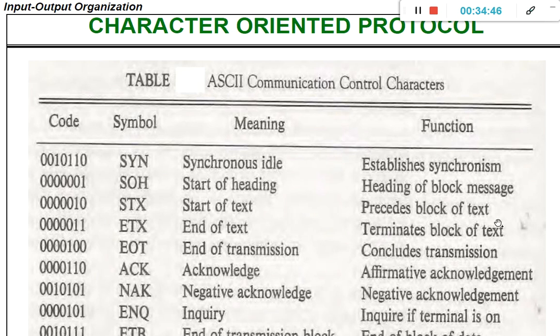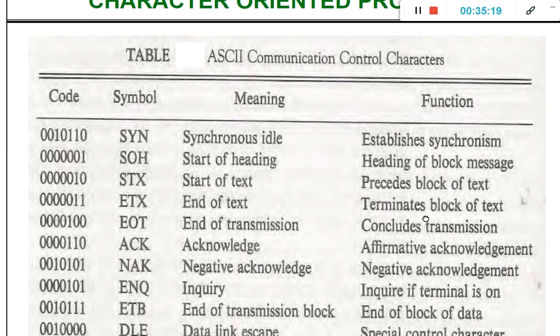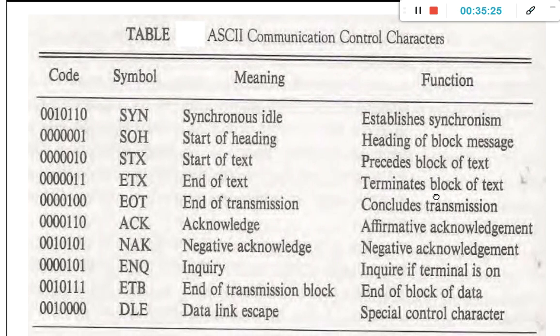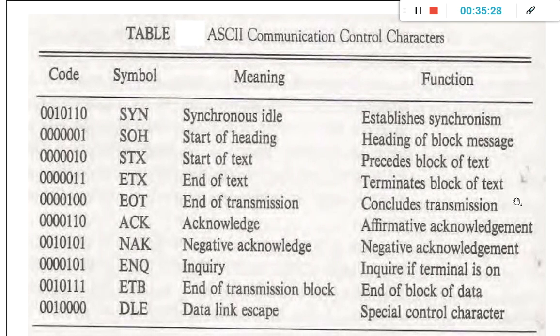As far as protocol is concerned, for any communication there must be a protocol. What is meant by a protocol? A protocol is nothing but some rules and regulations that should be followed. Basically there are two types of protocols for serial communication between two devices. The first is the character oriented protocol and the second is the bit oriented protocol. In the character oriented protocol, we are going to control the communication using the ASCII communication control characters.